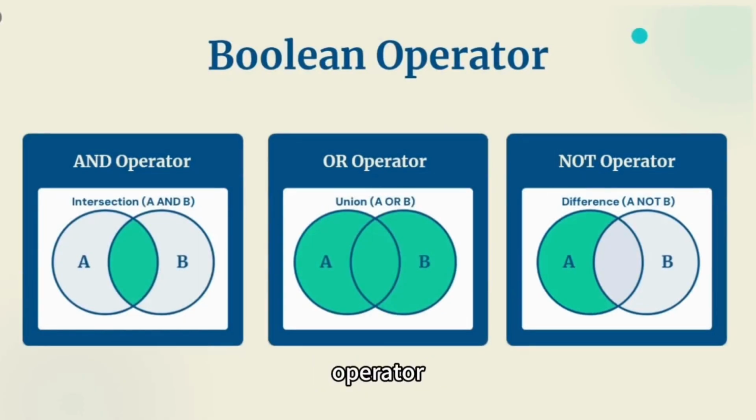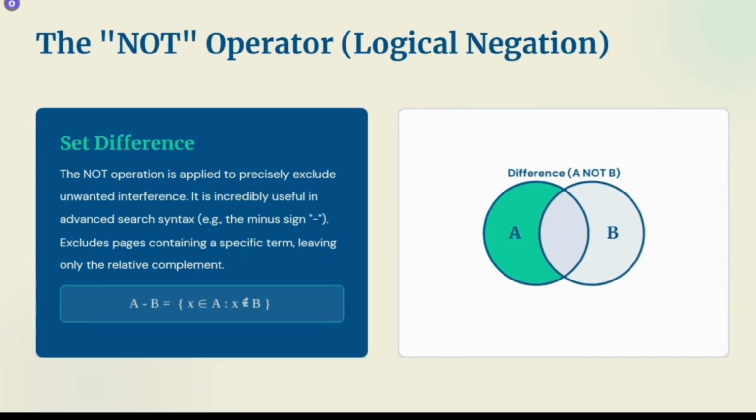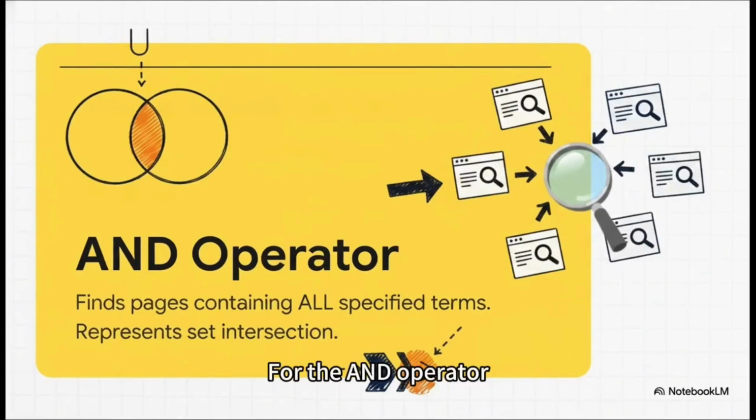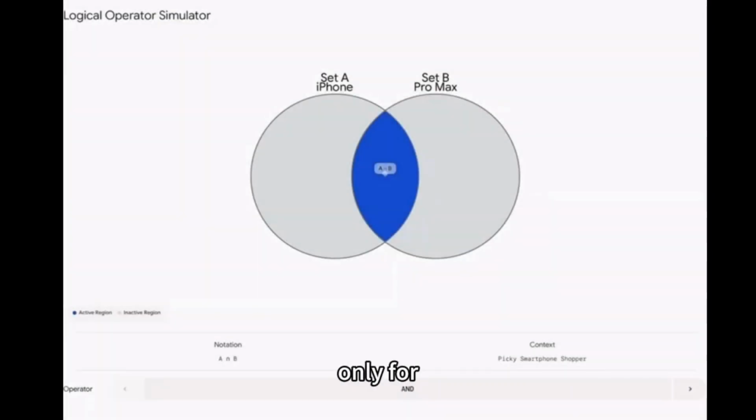Moving on to the Boolean operators, there are three Boolean operators used by search engines, which are AND, OR, and NOT operators. The AND operator is known as intersection in set theory and known as conjunction in mathematical logic. The purpose of the AND operator is looking only for the information where both conditions are absolutely true.